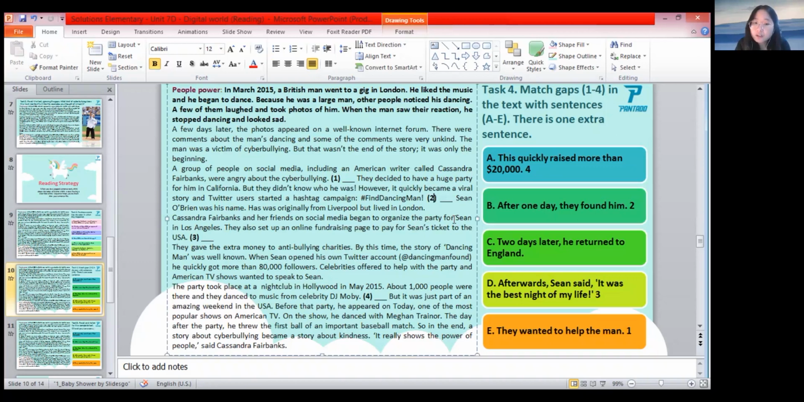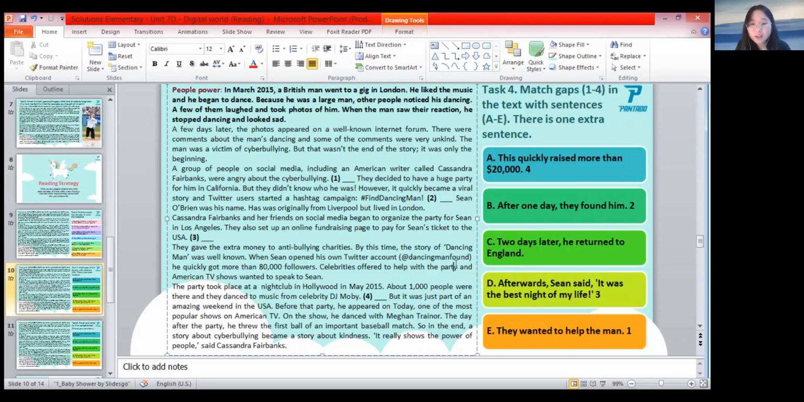Hess was originally from Liverpool but lived in London. Okay, I think it's suitable because it's all about they didn't know who he was, so they were looking for him, and after one day they found him. That is good. And they know his name, and they know his original place and current place. Okay, for number 1 and number 2, I think they are suitable.